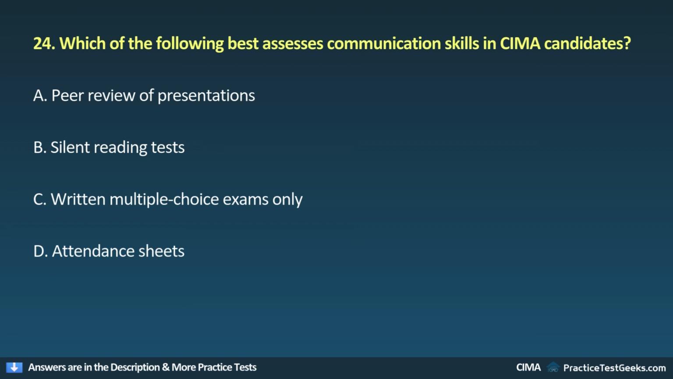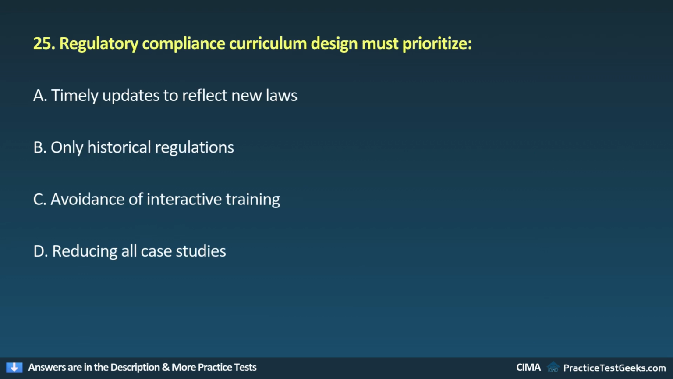24. Which of the following best assesses communication skills in CIMA candidates? A. Peer review of presentations. B. Silent reading tests. C. Written multiple-choice exams only. D. Attendance sheets.